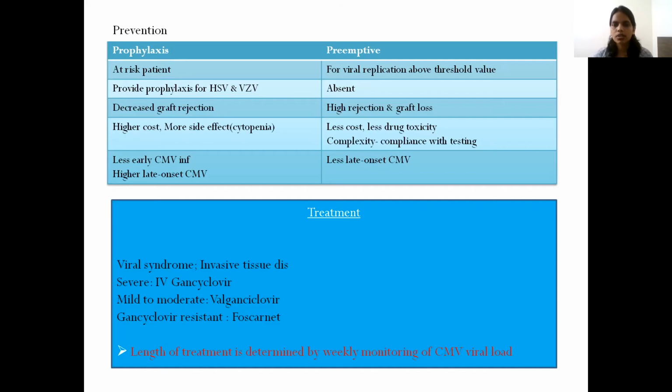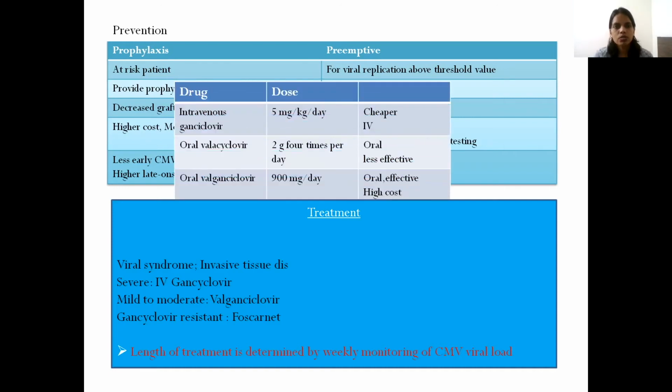This positive threshold value is site specific and assay specific, and it should be validated by every individual transplant center. So this is a complex process because it is very difficult to keep compliance with the testing, and it is also associated with higher rejection and graft loss.